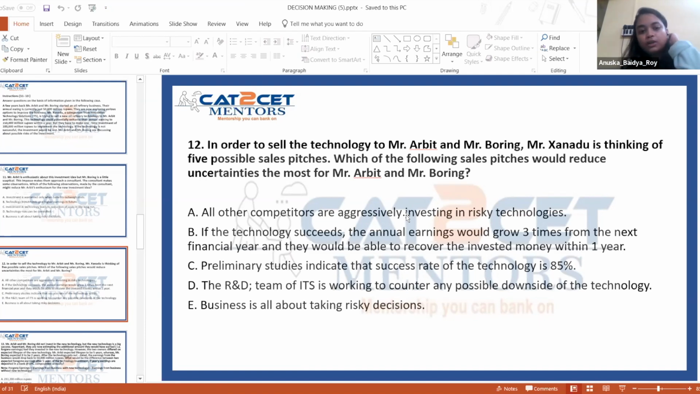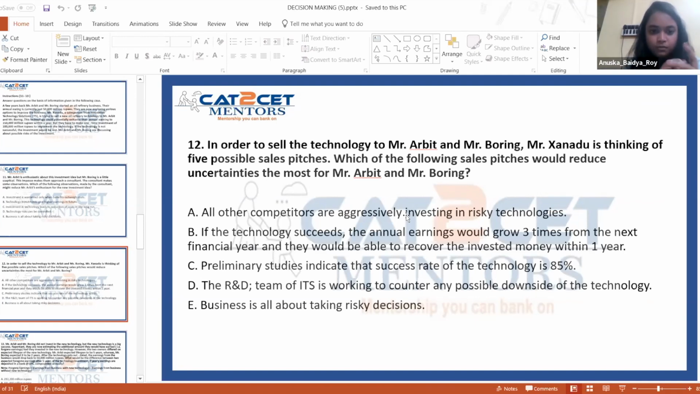Option A, I'll try to eliminate options. Option A says all competitors are aggressively investing in risky technologies. And what are we trying to find? The best possible sales pitch for Mr. A and B. So think of the situation. We go and we tell them that your competitors are investing in all these risky projects, so you go and invest in risky projects. Will you be convinced? Will anybody be convinced? Not really, right? Not the best possible sales pitch for a person who you are asking to invest such a huge amount of money. Okay, so A, not a good option.